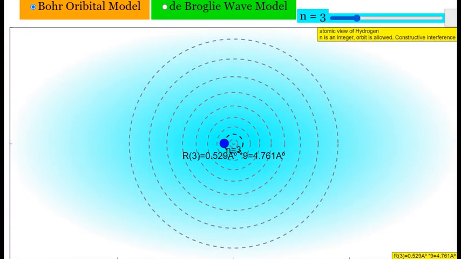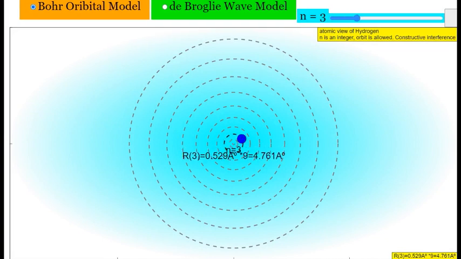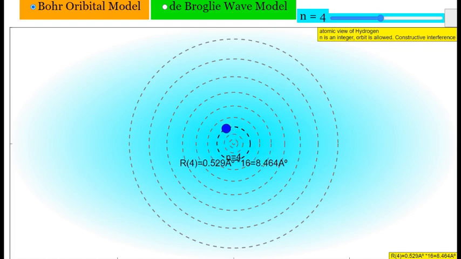So up till now we have discussed Bohr's atomic model. According to Bohr, an electron, this blue one, has to revolve in a discrete and distinct value of the orbit. Let us say this is the first orbit, n equals 1 orbit. This is your second orbit, n equals 2. This is your third orbit, n equals 3. Fourth orbit, n equals 4. Fifth orbit, n equals 5.